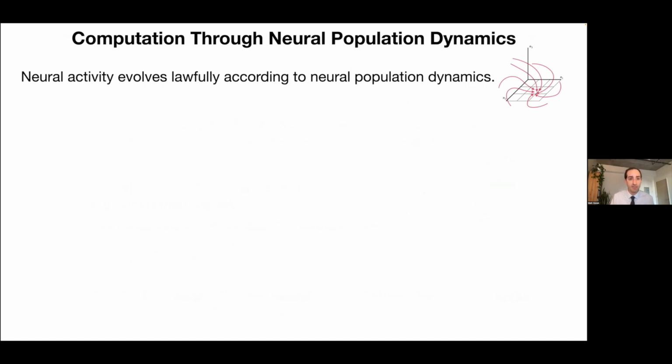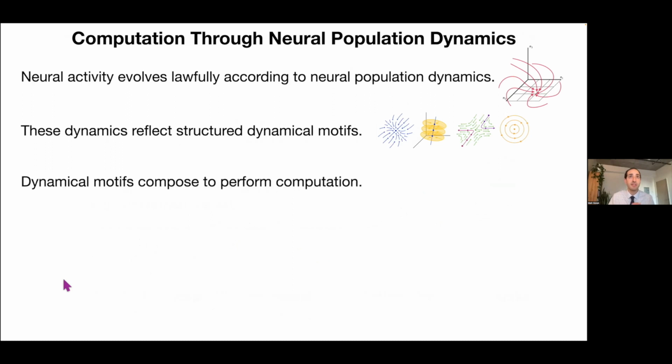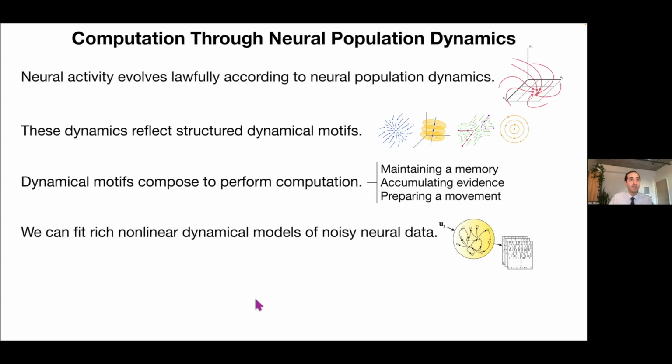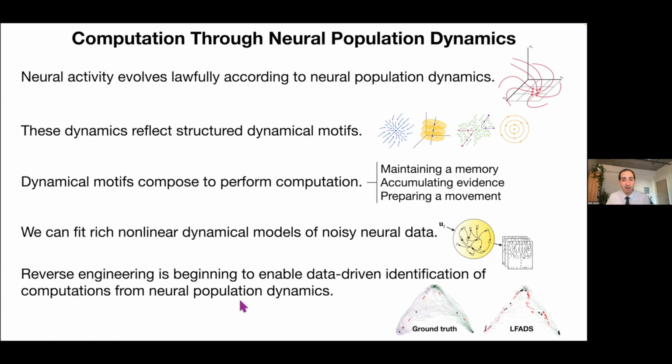And popping up one more level, in this half of the talk, I showed how neural activity evolves lawfully over time according to neural population dynamics. These dynamics reflect structured dynamical motifs, and these dynamical motifs compose to perform computation in the brain. I showed you a few examples of computations for maintaining a memory, accumulating evidence, and preparing a movement. And we can now fit rich nonlinear dynamical systems to noisy neural data, and reverse engineering of those models is beginning to enable data-driven identification of computations from neural population dynamics.